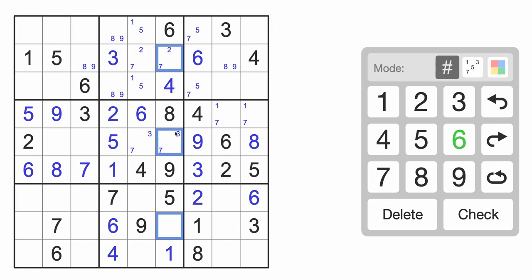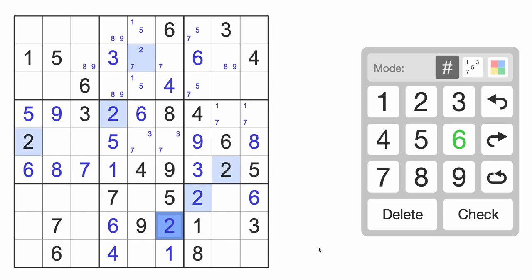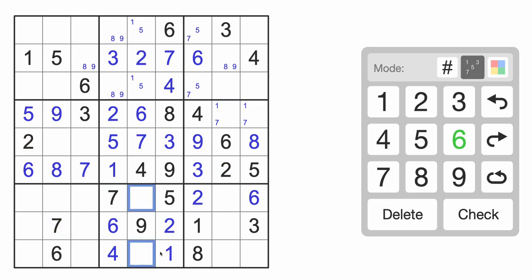This column 6 is missing 2, 3, 7. I'm going to put all of them here because here's 3 and 7 that blocks this cell. So this will be 2. That gives me 7, 3, 7, 2. Now these 2 cells are 3 and 8. That's the numbers missing from this box. 8 here blocks this cell. Gives me 3, and this will be 8.